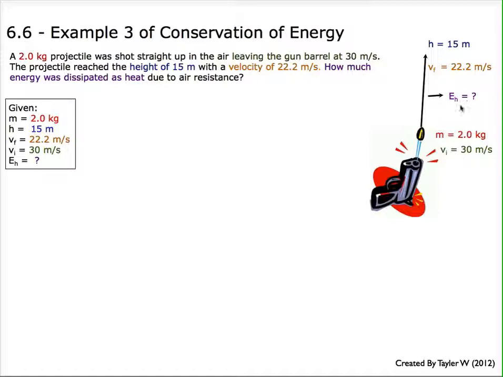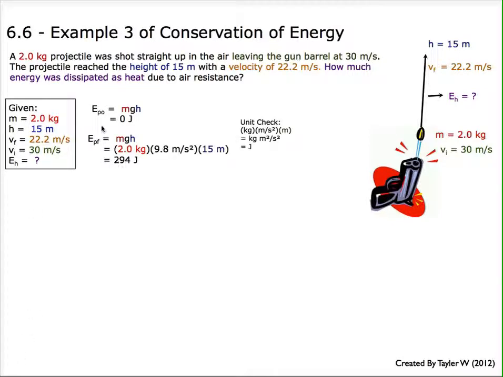This purple here represents how much energy was dissipated as heat, which is what we're trying to find. So we've put these variables over here into our givens box just to make them easier to see. So we have mass, height, initial and final velocity, and our unknown variable.